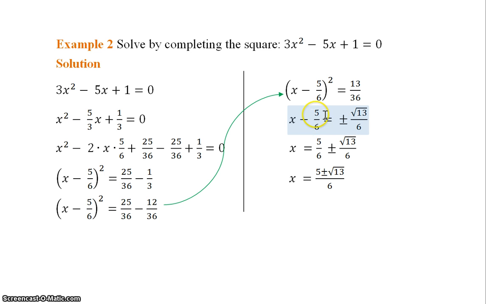Therefore, x − 5/6 would be plus or minus square root of the right side. Square root of the numerator is √13, square root of the denominator is 6. Then we move −5/6 to the right side with plus, and because the denominators of the two fractions are the same, we can write it with common denominator 6. And we get the two roots (5 ± √13)/6. We solved the given quadratic equation by completing the square.